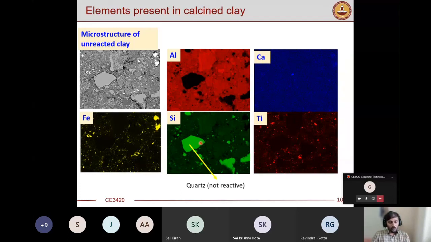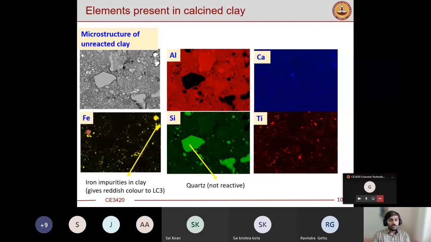So let's look at which of these phases are present in what forms, like what kind of formulations. When you see a bright green spot here in the silica, and you can see the structure, it's not porous or disordered. This is a quartz phase, and I have told you already that a quartz phase is not going to be reactive. So we have some amount of this quartz, right? And then you can see some bright spots in the iron region, right? Which means you have iron in your clay.